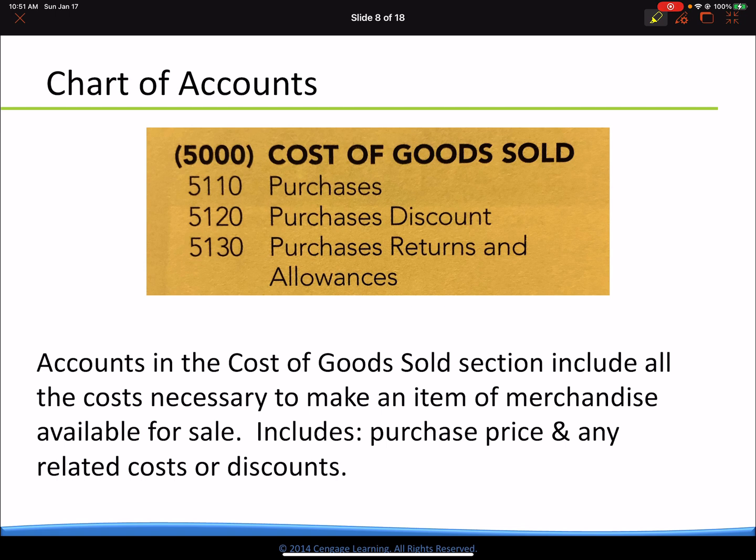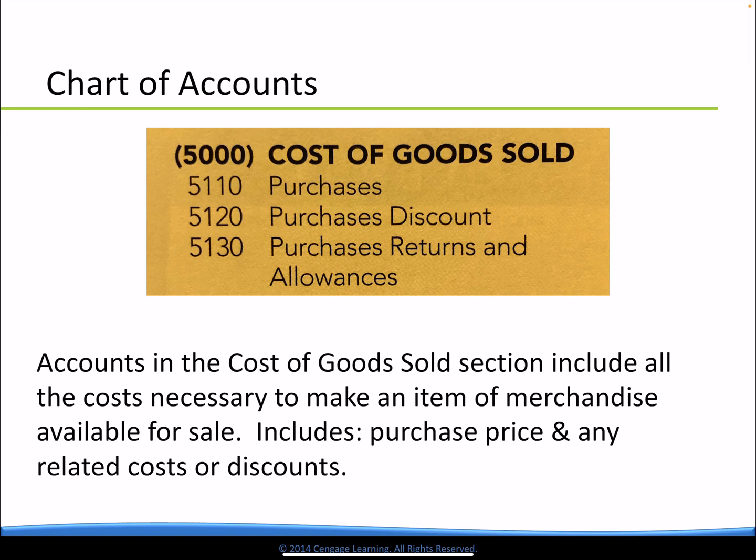So for example, you purchase something, you have to pay shipping. That is also included in your purchase price. And you can see in your cost of goods sold section, you can see that you have your purchases, your purchase discount, your purchase return allowance, and we'll get to the discount and your purchase return allowance.